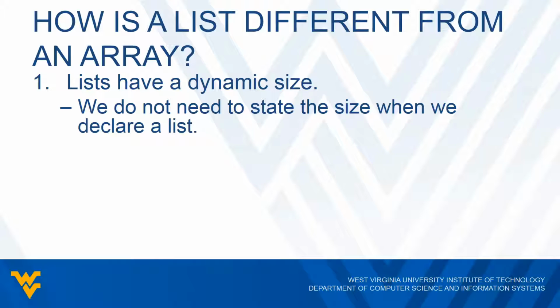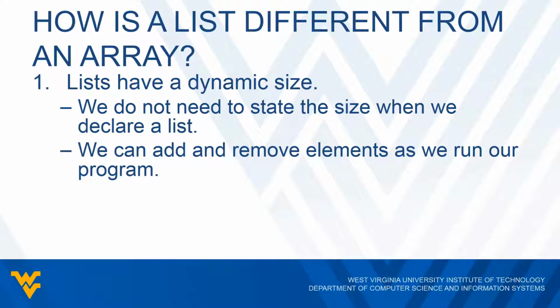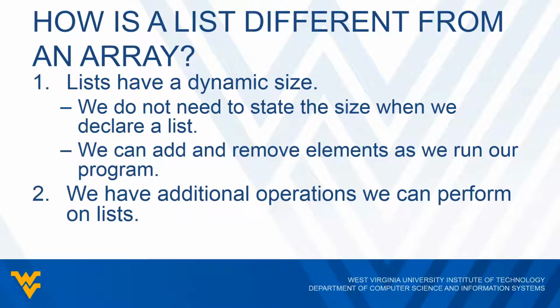What's nice about this is we can actually just add or remove elements as we run the program. So we can just say, we have a list. Initially, it may not have anything in there, but as the program progresses, we can add elements to the list. We can take out elements from the list. The other big difference is that we can have additional operations on the list. So we're not limited to just getting the length of the list or the last index. There are additional operations that we can do, and these are provided as methods.